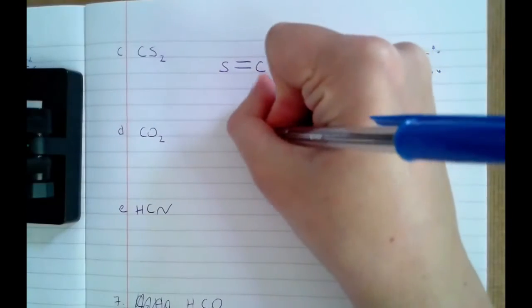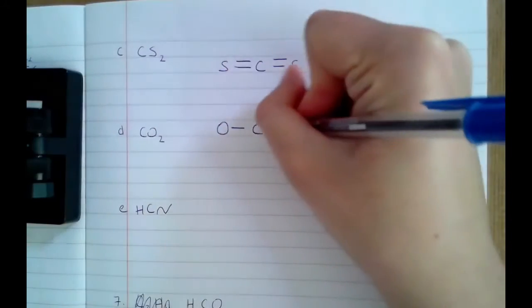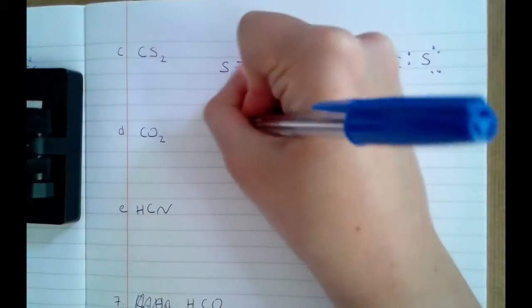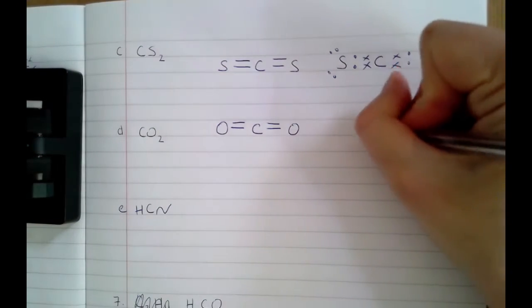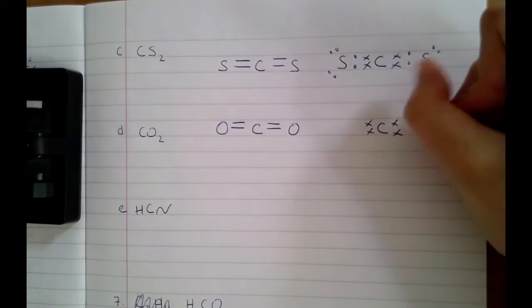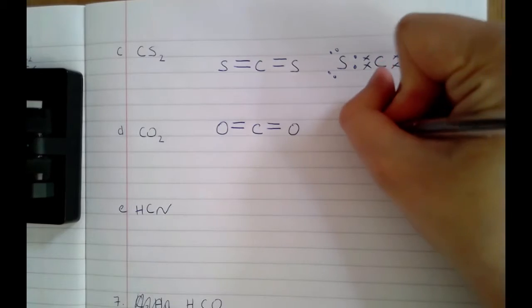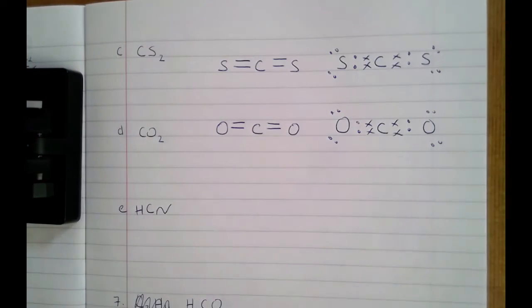CO2 is up next. Carbon in the center, oxygen on either side. Carbon has got to form 4 bonds because it's a period 2 element. Oxygen has got to form 2 bonds because it's a period 2 element. So the logical thing to do is put a double bond. Carbon has 4 electrons. Oxygen has got 6. 2 of oxygen's electrons are involved in bonding. 4 of oxygen's electrons are not.